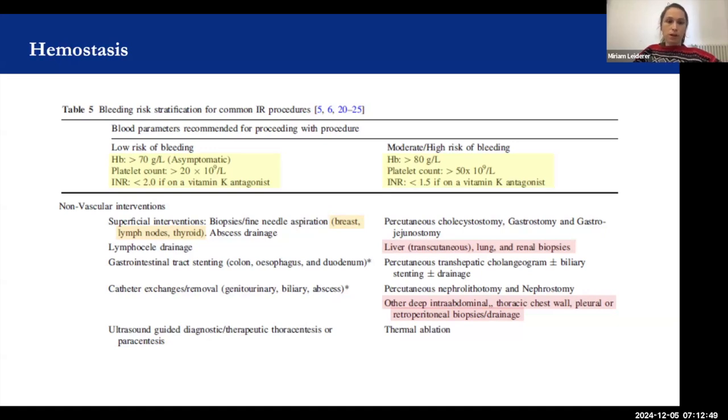For low risk of bleeding, you have looser guidelines. The HB should be over 7, platelet count over 20, and INR less than 2.0.